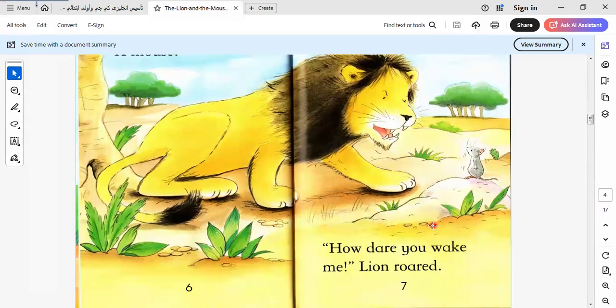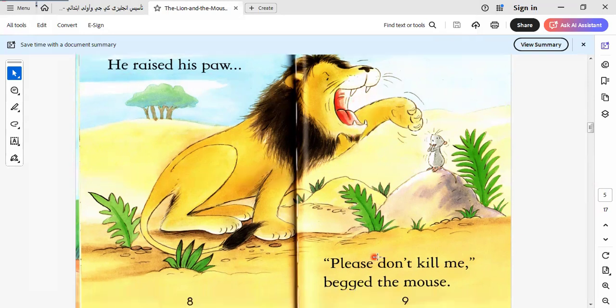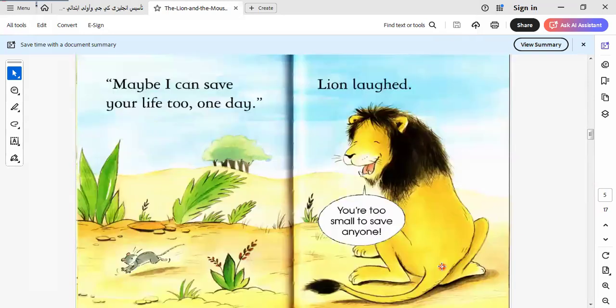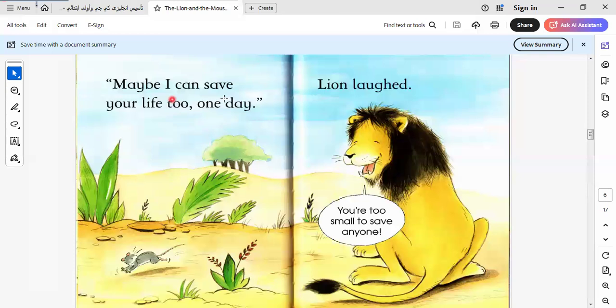A mouse. How dare you wake me? A lion roared. This is the sound of that lion. He raised his paw like this. Please don't kill me, begged the mouse. Maybe I can save your life too one day. The lion laughed. You are too small to save anyone.